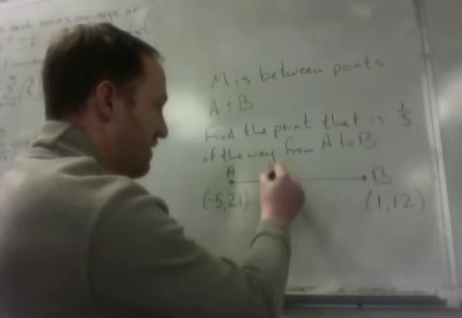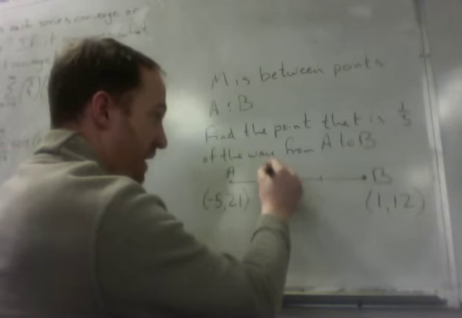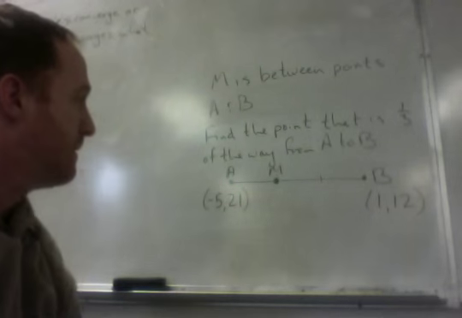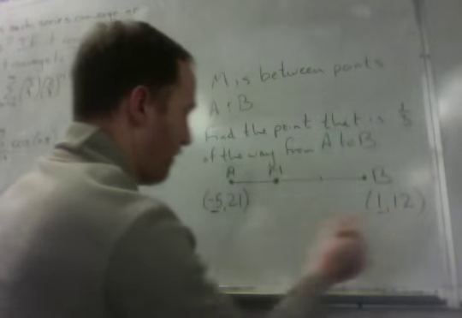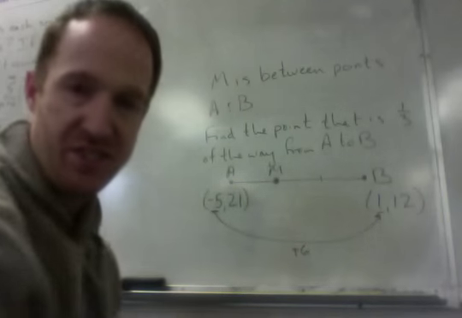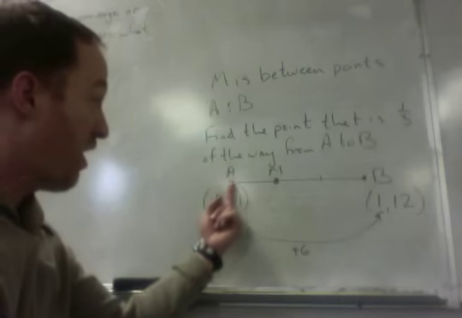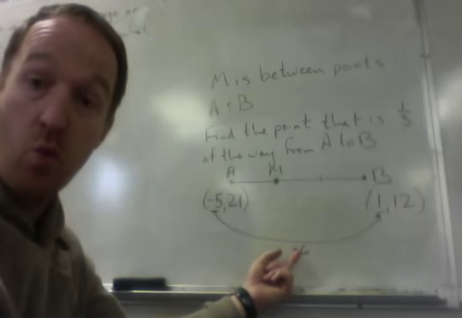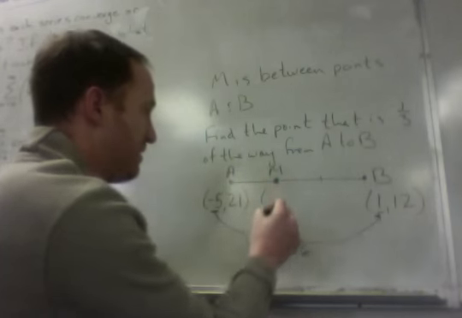So if we were to divide this into thirds, M would be right here. And that's the point that we're looking for. So we look at the x-coordinates first, -5 and 1. To go from -5 to 1, you've got to go up 6. Since we're only going 1/3 of that distance, we only have to go up 1/3 of 6. 1/3 times 6 is 2. So we only have to go up 2.